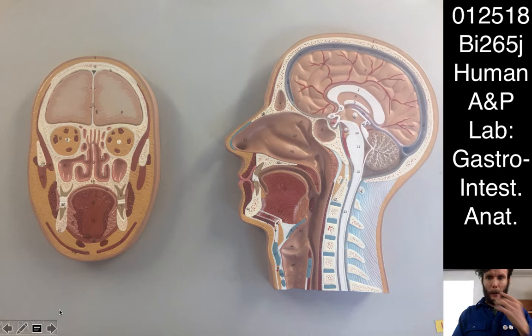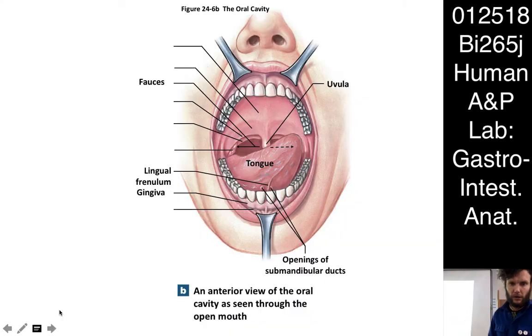So a lot of this stuff is best identified on this model right here that is at the end of this bench. So now, looking in the mouth, we can see the fauces. Here's the uvula hanging down. The fauces is this margin, this opening between the oral cavity and the oral pharynx, which would be posterior to it.